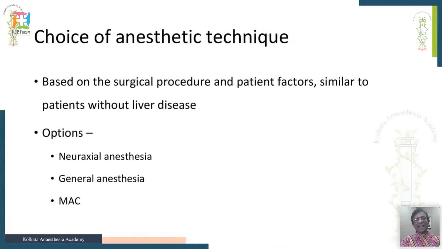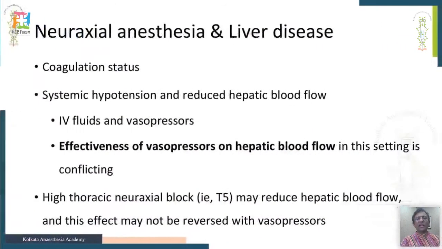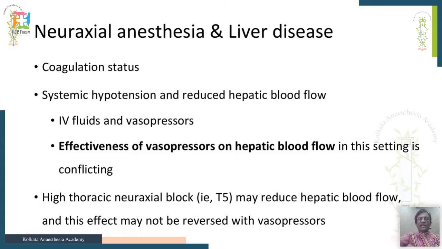Choice of anesthesia technique, I think it has not mattered significantly: neuraxial, general, or MAC. Just certain things, when you're giving neuraxial, obviously, once the coagulation status is okay. But remember, the hypotension can be more severe than in those without liver disease because of the reduced hepatic blood flow. You'd have to give vasopressors and fluids, but the effectiveness of vasopressors on hepatic blood flow is conflicting, which is why many people will be really concerned about giving a high thoracic neuraxial block like T4, which significantly reduces hepatic blood flow.